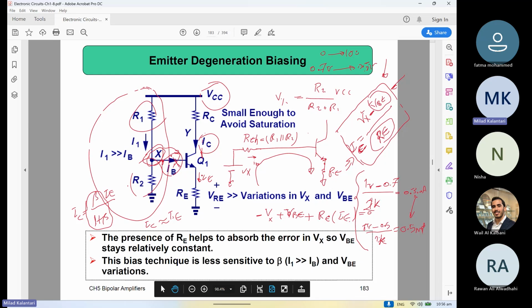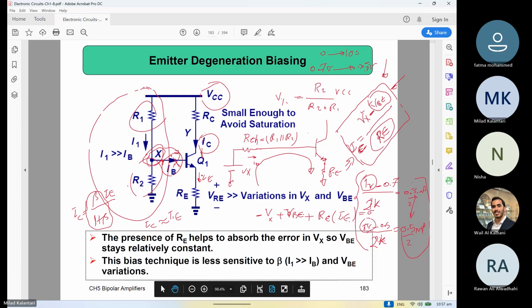So you can try, right? If you put 2K, everything scales by half, right? So the change ratio is not changing, right? So you want to make some circuit where the bias is not varying too much over the temperature. What else can you change?